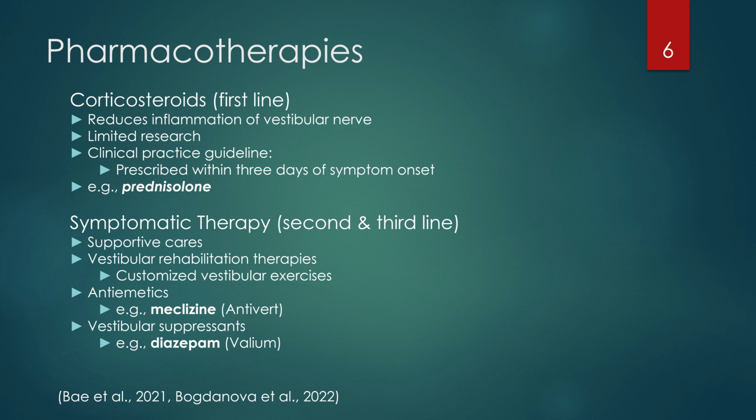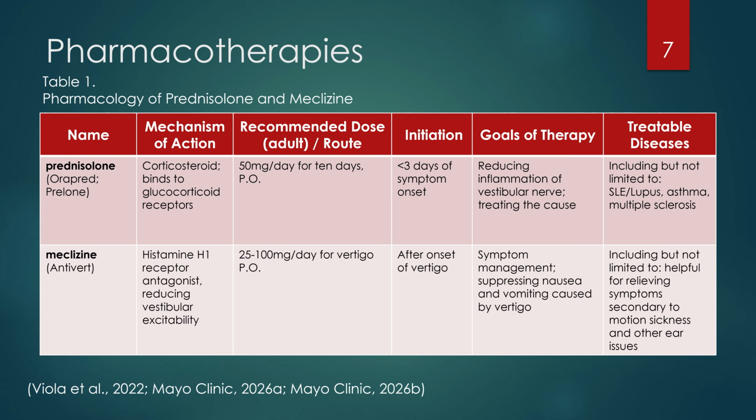Symptomatic therapy includes second and third line treatments, such as supportive care, vestibular rehabilitation, antiemetics, and vestibular suppressants. Prednisolone is a corticosteroid which binds to glucocorticoid receptors, suppressing pro-inflammatory cytokines and inducing anti-inflammatory proteins. The recommended dose is usually a 50 milligram pill a day for 10 days, initiated within the 3 days of symptom onset. The goals of therapy are to reduce inflammation of the vestibular nerve. Other diseases that prednisolone treats include, but are not limited to, SLE or lupus, asthma, and multiple sclerosis.